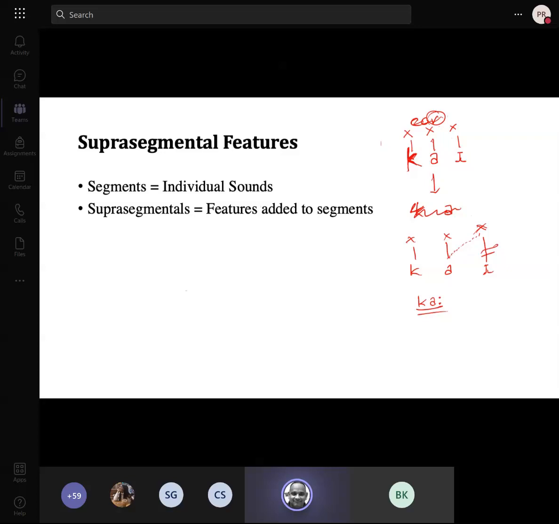Fine. So this also tells you that as soon as we are deleting this ra, this does not get deleted. Right? This still remains and tries to associate itself with a new segment. And that is why we are assuming that this is an independent level altogether, which we call the suprasegmental tier. Fine. Any question or comments here?